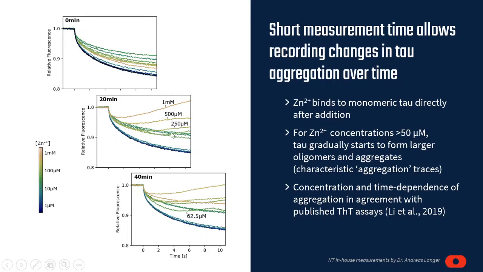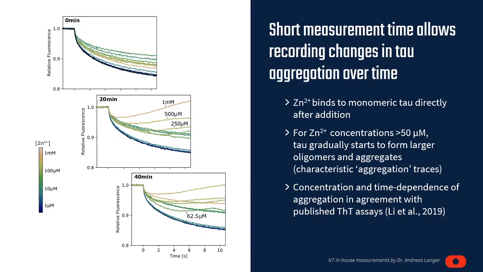However, if we wait for a couple of minutes, for example 20 minutes here, we can see that at the highest concentrations of zinc, the curves start to go up and down and become bumpy. This means that here, the tau starts to form aggregates. If we even wait a bit longer, for example 40 minutes, then even at some lower concentrations of zinc, we also observe this change.